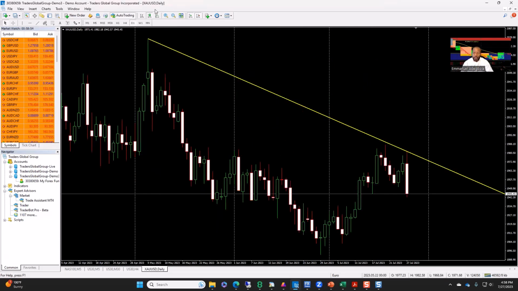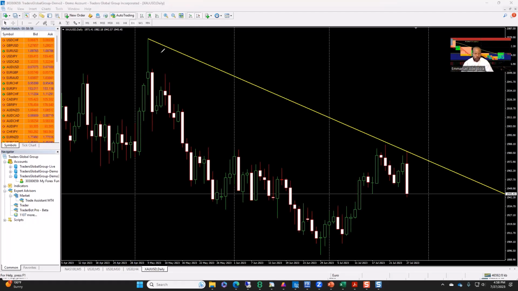So take a look. This is daily, this is good. This is the first touch right there. This is a downtrend, forget about what happened before this time. This is a downtrend, as you can see.